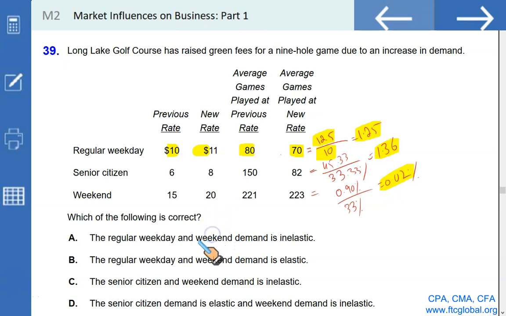Okay, now it says the regular weekday and weekend demand is inelastic. Regular weekday is elastic and weekend is inelastic, so this is partly true. The regular weekday and weekend is elastic. Wrong. Weekend is inelastic, weekday is elastic. Incorrect combination. The senior citizens and weekend demand is inelastic. Weekend is inelastic, senior citizen is elastic. So this is again partly true. The senior citizen demand is elastic, true. And weekend demand is inelastic, true. D is the right option.